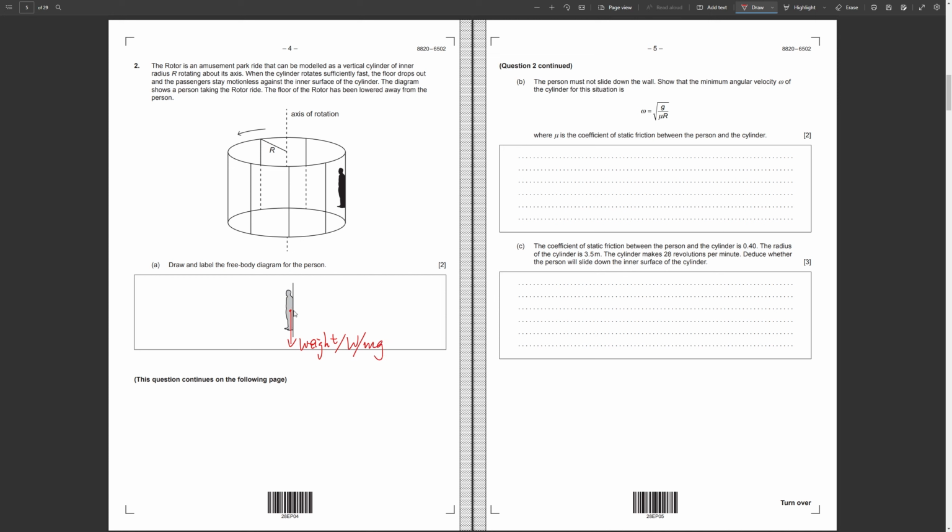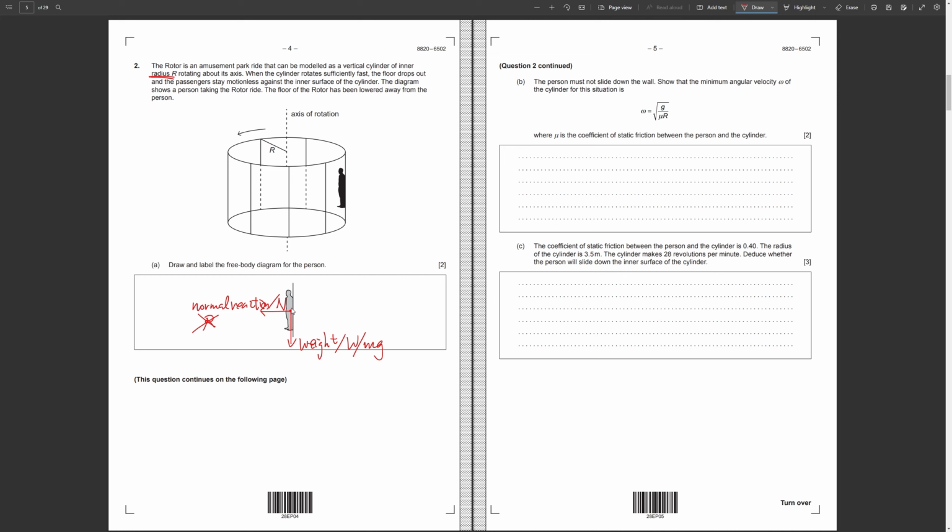Apart from this one, there must be a force provided from the wall to the back, pointing to the left. This is a force known as the normal reaction, and you can label this one as N. However, only in this question, you should not label this one as R. Why not? Because capital R is denoted as radius. So capital R is not accepted for denoting normal reaction.